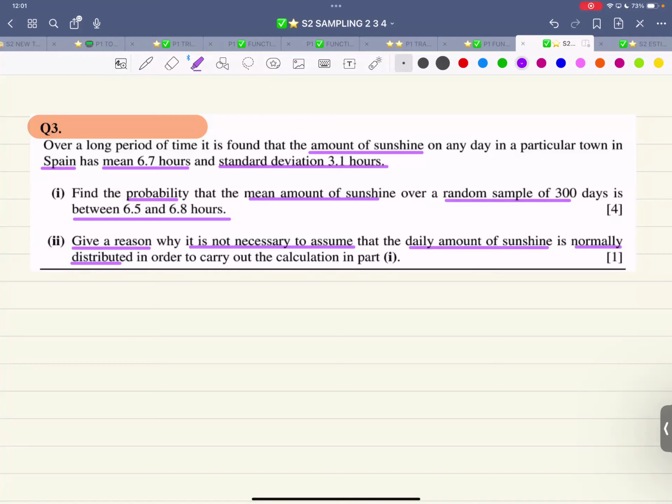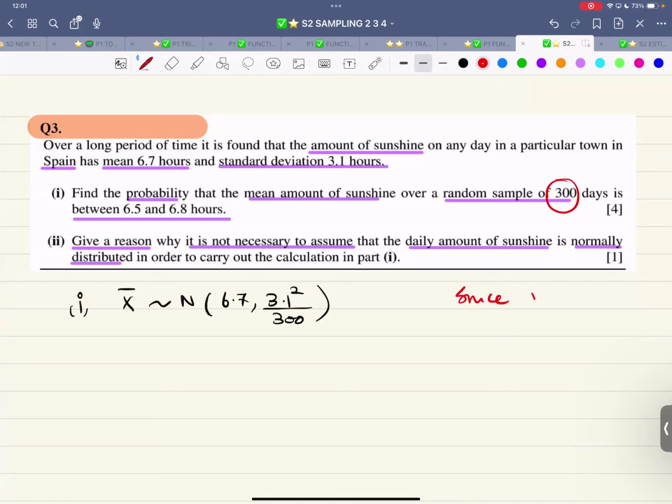That means the examiner is aware of the fact that some people would just not read it carefully and they would just start off the question. Let me assume that I start off the question, I write X bar follows a normal distribution 6.7, 3.1 squared divided by the number of samples, which is 300. And this assumption is working out. Why is this assumption working out? This assumption is working out because the number of samples is large. So we would say since n is greater than or equal to 30, CLT applies. And then whatever we are doing is perfectly all good, all clear.